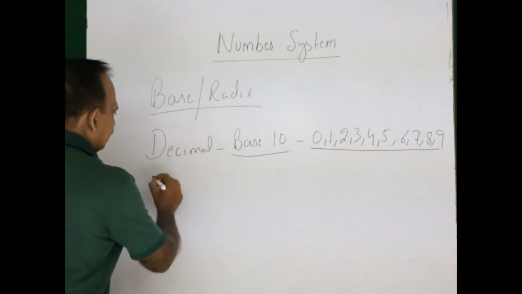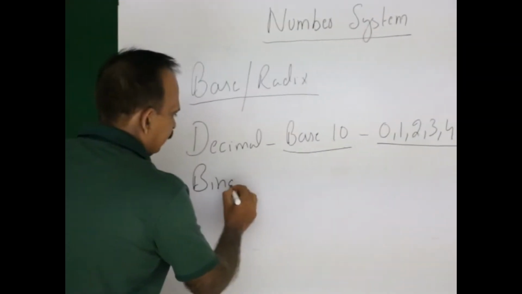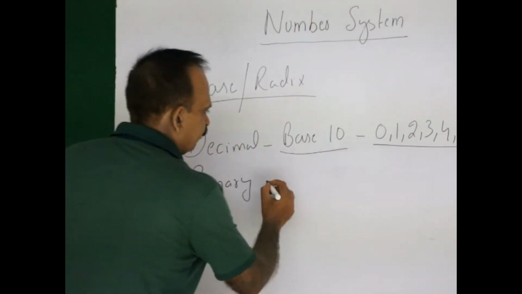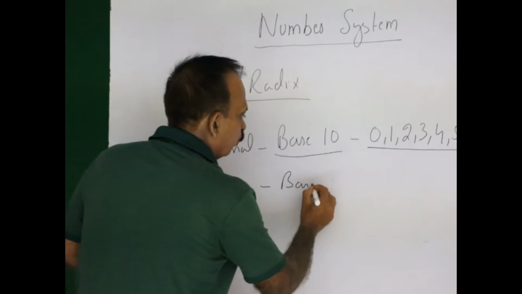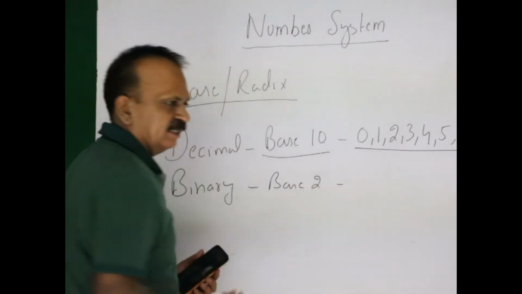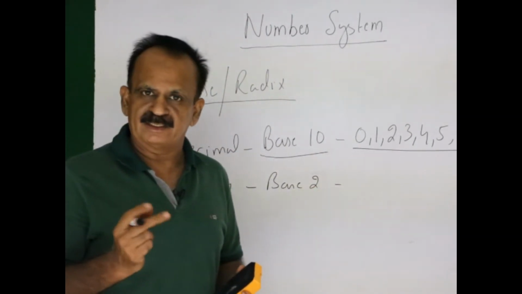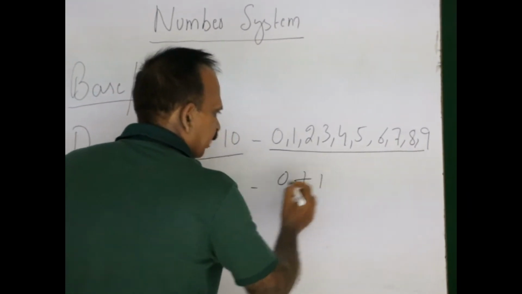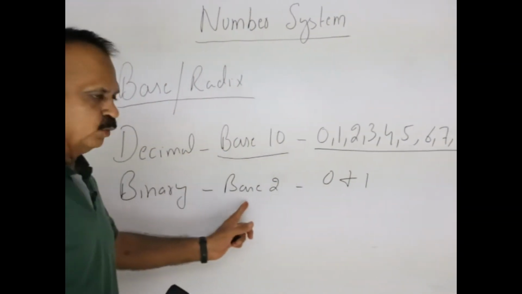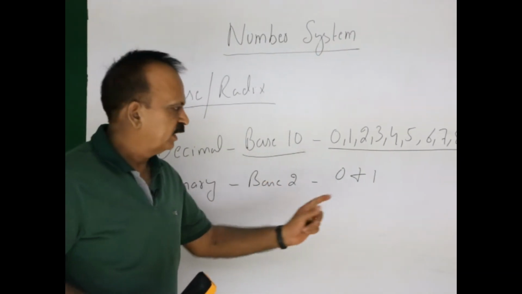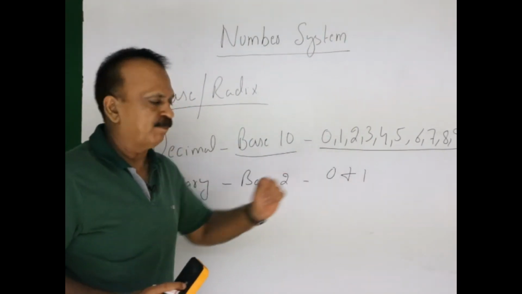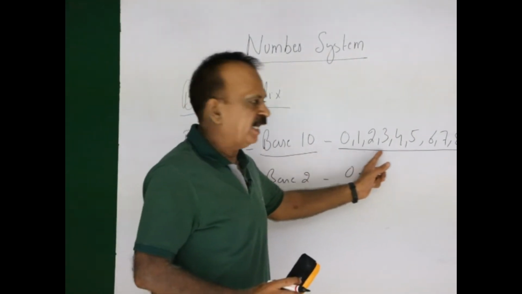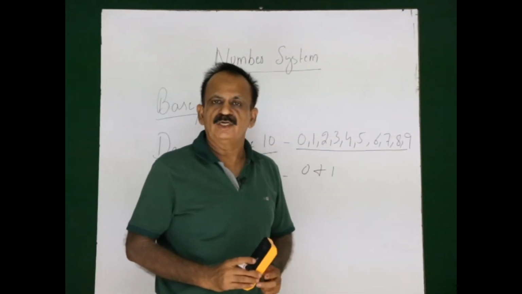If I say another number system, a binary number system, the base of this binary number system is 2. That means this number system will have only 2 digits, and these digits are 0 and 1. The number system with base 2 will have only 2 digits, that is 0 and 1, and the number system with base 10 will have 10 digits, that is from 0 to 9.